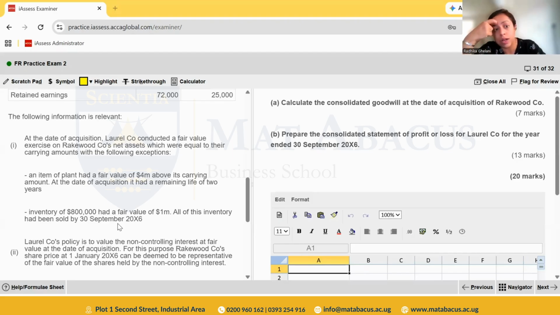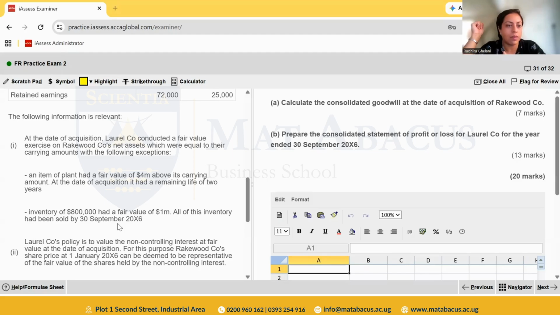They've told us at the date of acquisition, this plant had a remaining life of 2 years. So we're going to have to compute the depreciation on the extra fair value. They included the plant, but it should have been 4 million above the figure they've included. So we're going to compute the extra depreciation on the 4 million, and we know that depreciation for the year is an SOPL item. So we're going to include that in our consolidated SOPL in Part B.